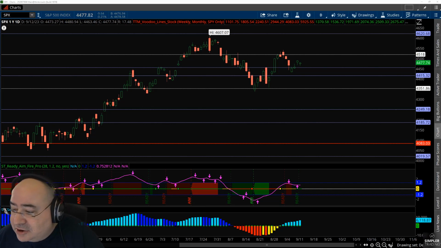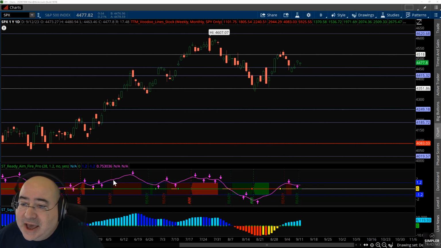And all the arrows do is they identify spots where we get turns in the oscillator. So if the oscillator turns down here, we get a down arrow. If it turns back up, we get an up arrow. If it turns back down, we get a down arrow.